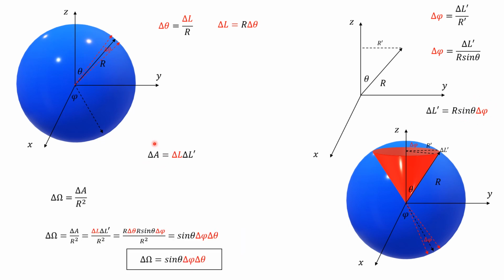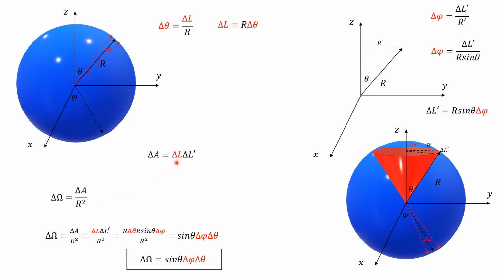So the area that was swept by the position vector when it first moved around theta and then around phi is given by the product of this distance and this distance. By definition, the small variation of the solid angle omega is given by this area divided by r squared.